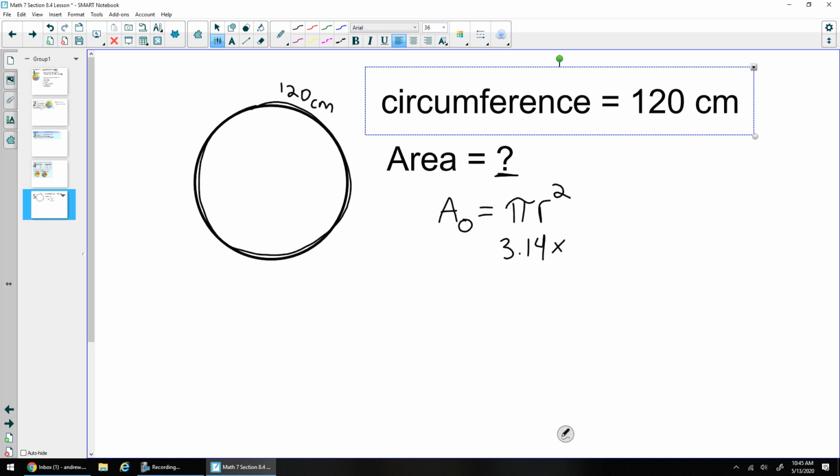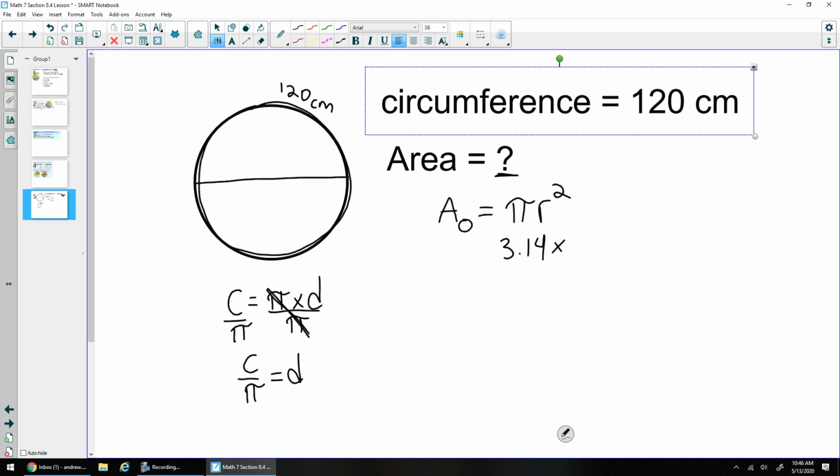Well, from circumference, what information can I find? I know that my diameter goes into my circumference 3.14 times. That's that pi. I know that the equation for circumference is pi times diameter. So if I wanted to find diameter by itself, I could divide by pi on both sides to get the diameter by itself. The pi's cancel out. So C divided by pi is equal to diameter. So I can take my circumference, 120 centimeters, and divide it by pi.